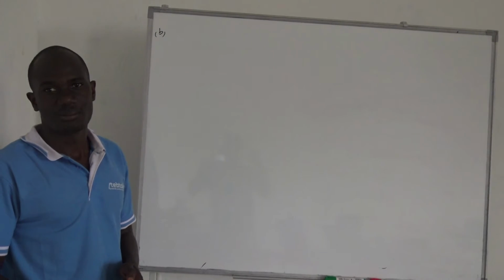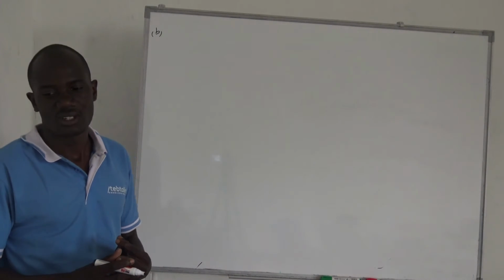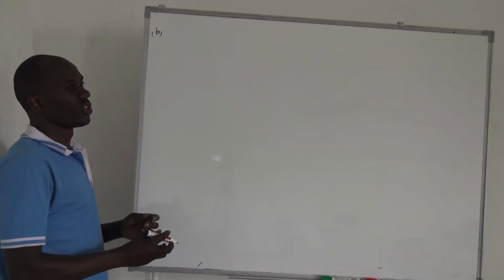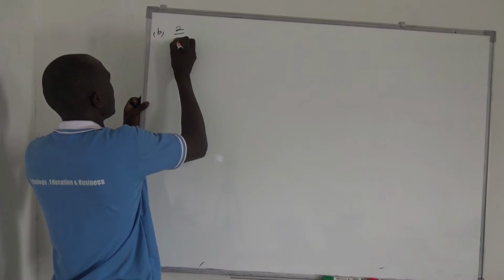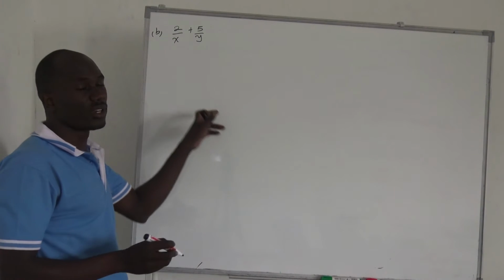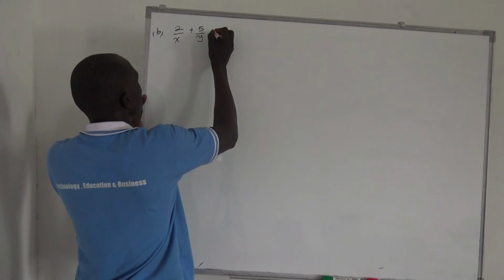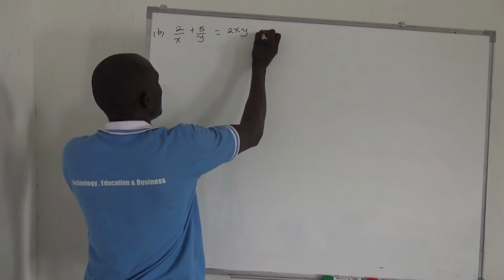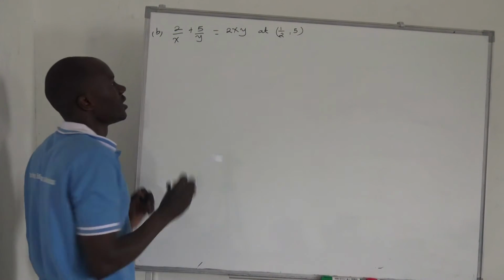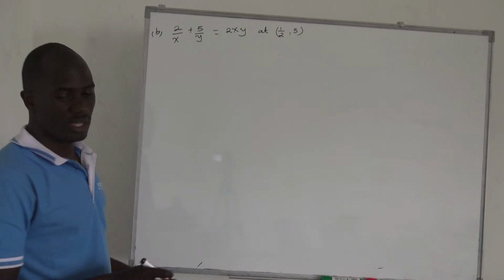Part B, still we are looking at how to find the gradient when you are given a point on these implicit functions. We have 2 out of x plus 5 out of y equals 2xy at the point (1/2, 5). Consider I've already given the point. This is x, this is y. So how do we handle this?